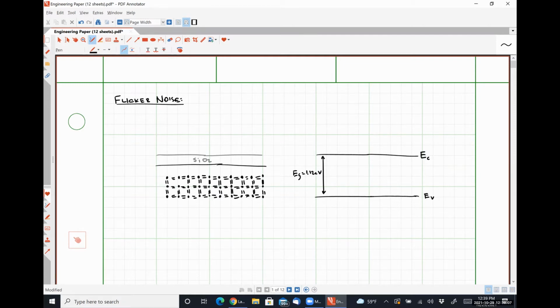So what that means is that in the regular crystalline silicon, if we have an electron in the valence band, to get it up into the conduction band requires it to gain an energy of 1.12 electron volts. So it has to gain enough energy to cross that gap, that band gap, right?